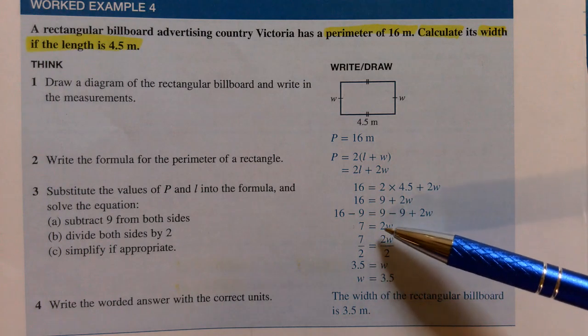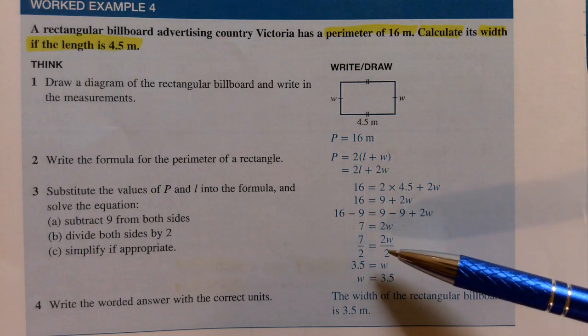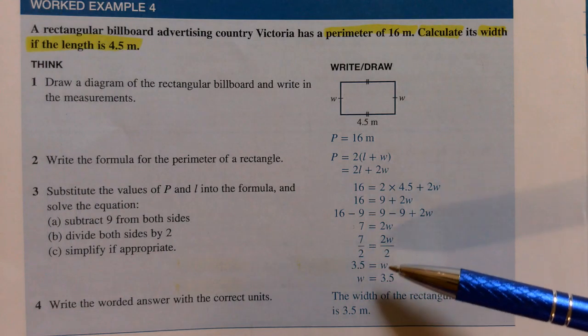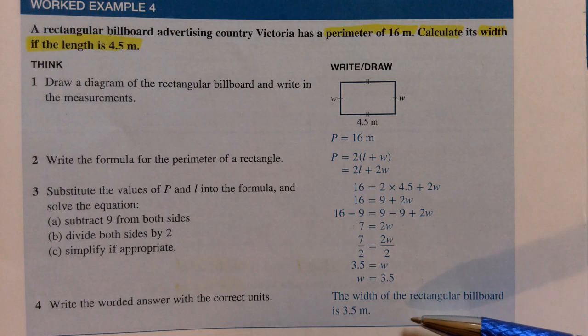That's a multiply by 2, so you need to do the opposite operation, which is divide, and you must divide both sides by 2. You do your calculations and you find out your width. You now write your answer as a sentence and must include your units. Please copy that down.